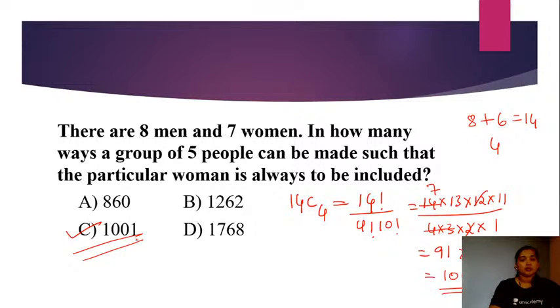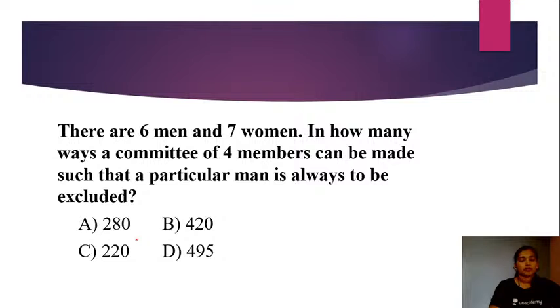Right, then let's proceed with the next question, students. So here's the next question for the class now. There are 6 men and 7 women. In how many ways can a committee of 4 members be made such that a particular man is always to be excluded? Right, while you're making a committee, a particular man is always excluded, and what is the total number of people that we have here? We have 6 men and 7 women. So out of the 6 men, you need to exclude one particular person.